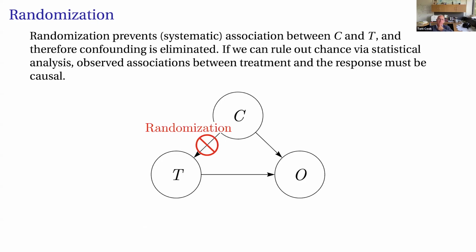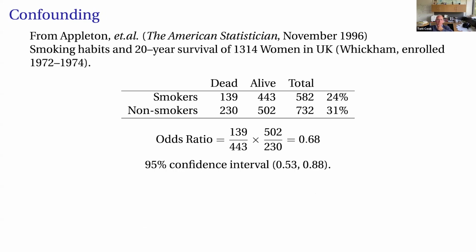So randomization prevents the systematic association between C and T, and therefore it eliminates confounding. So if we can rule out chance via statistical analysis, then any observed associations that we have between treatment and outcome must be causal. So here's my favorite example of confounding.